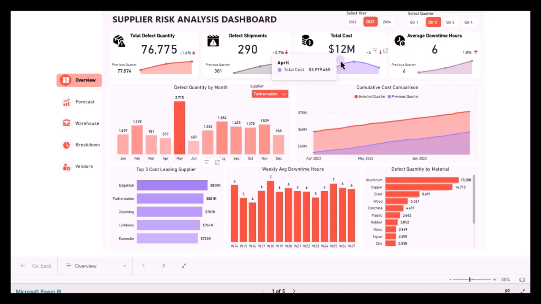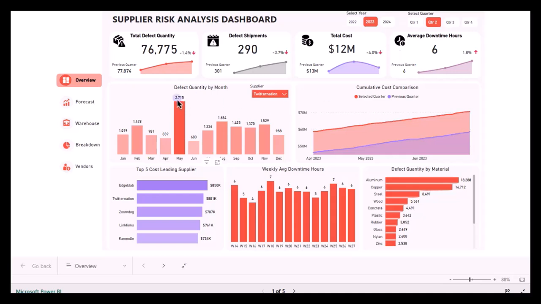After that, we have our total cost for the quarter, which is 12 million. And it is also lower by 4% than the last quarter. Tracking these costs helps you identify where to cut unnecessary spending. And then we have our average downtime hours. This matrix 6 hours tells you how much production time you are losing due to supplier issues. An increase of 1.8% this quarter signals the need to address this immediately.